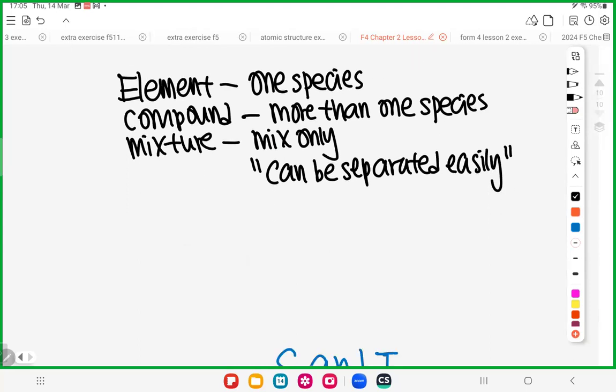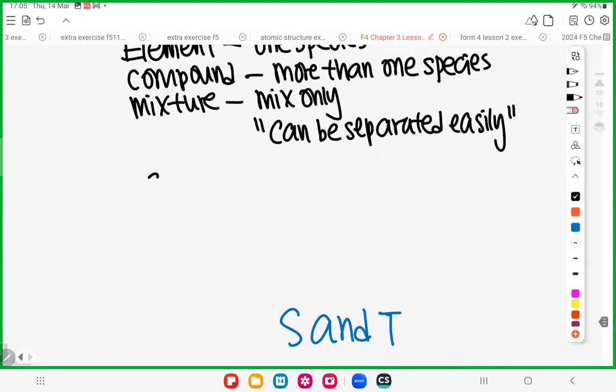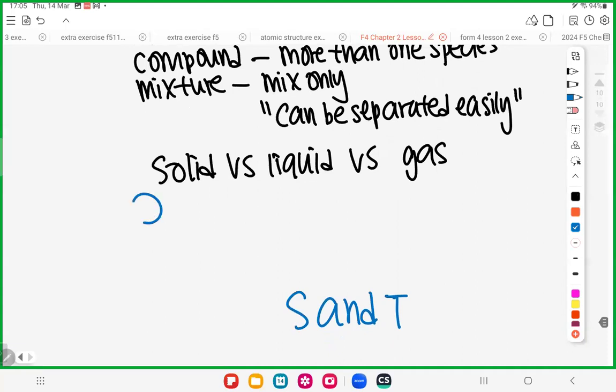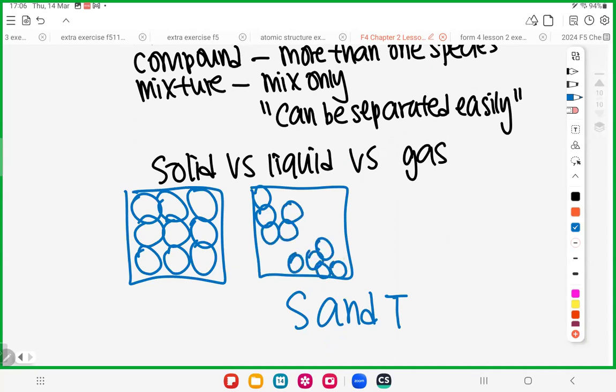We also learned about change of state, and solid versus liquid versus gas. Do remember how you draw solid in SPM: minimum 3 times 3, and the whole box must be fully occupied. For liquid, you draw a smaller group of 4 to 6 or 4 to 8 particles, a few groups like this.